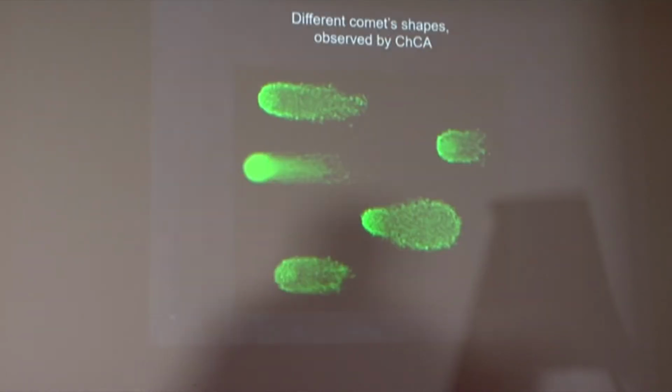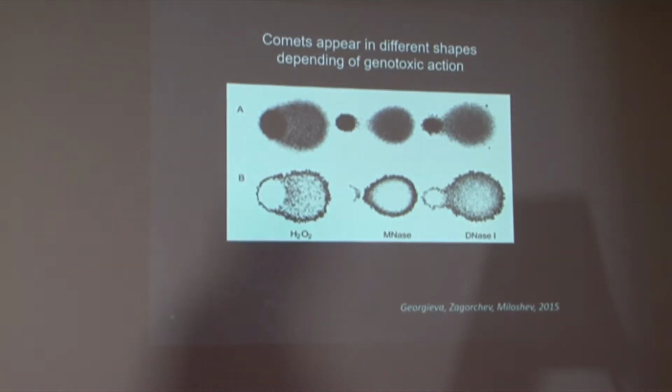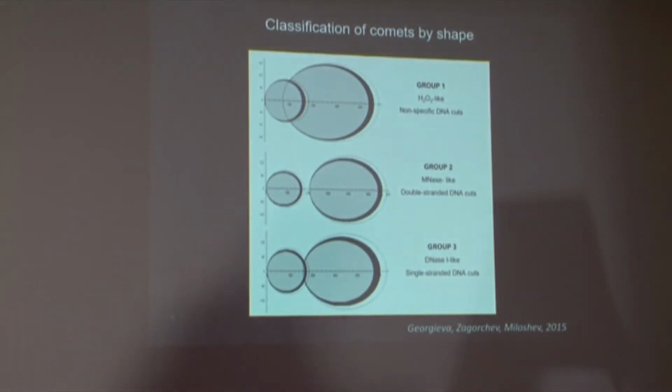Then, with my colleagues, we realized that we are obtaining different shapes of comets. This is not a picture from one experiment. All these comets are a mixture from different experiments. I'm just showing that there are different shapes of comets, and they are obtained by different enzymes or genotoxins. Because of these shapes, we decided to measure and make something more using this method.